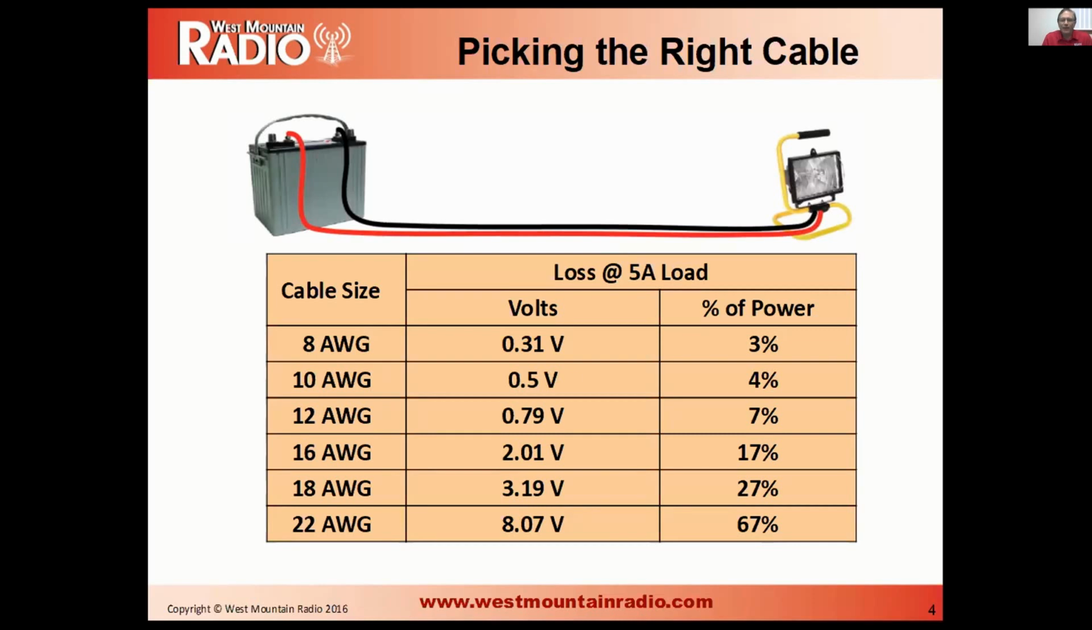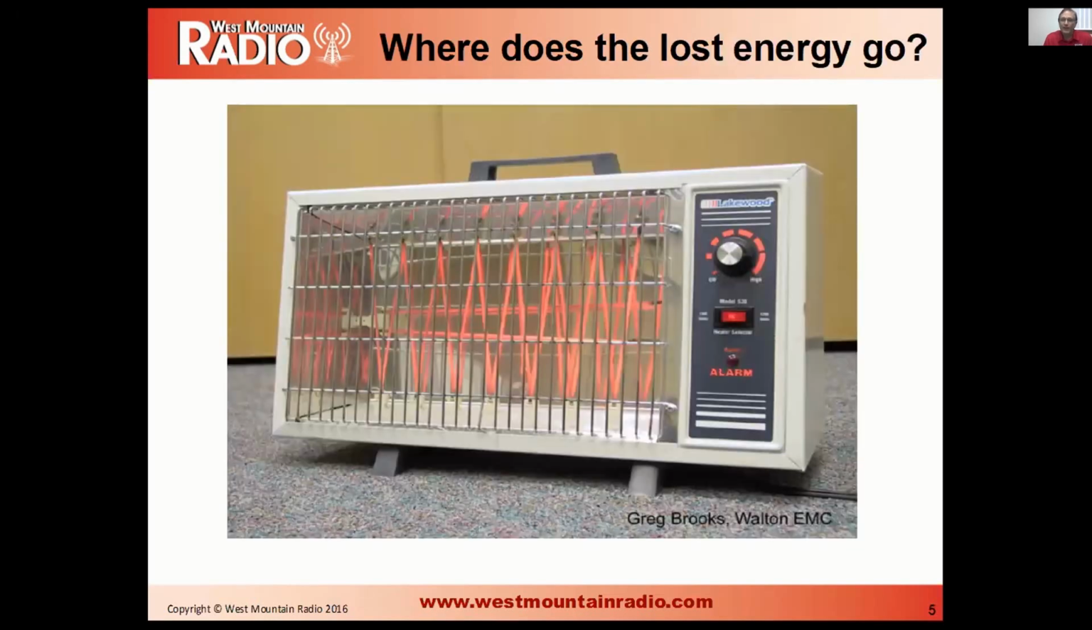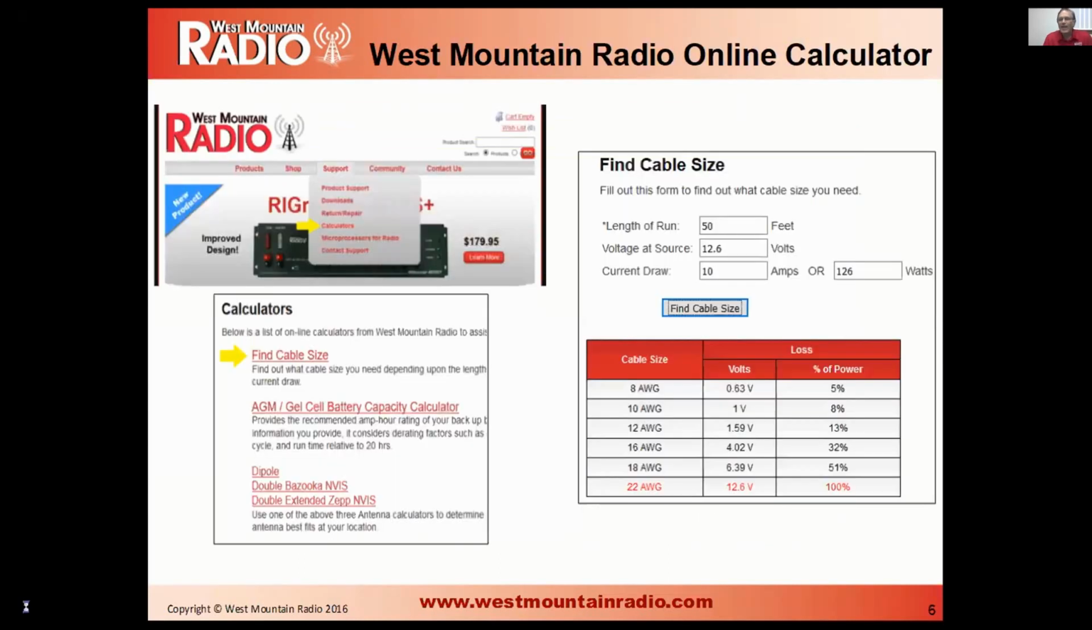This is a diagram that shows you from the different size cables what the percentage loss will be. Obviously, the larger the cable, the less loss that you have. So in that previous example, we had a 7% loss with a 12-gauge cable. If we went to an 8-gauge cable, it's only 3% loss. And if we went down to a 22-gauge cable, we're going to get 67% loss. Wow. That's a lot. Where does the energy go? It goes into heat. In a cable, it's not usually too much of a problem as far as the heat goes because it's spread out along the entire length of the cable. Whereas, as we'll talk later on, when you have connectors and switches, it's much more of a problem.